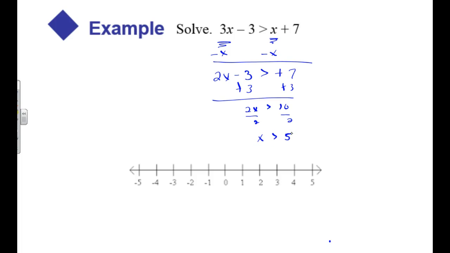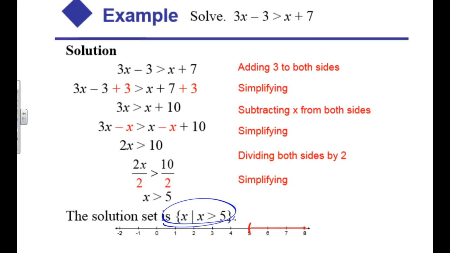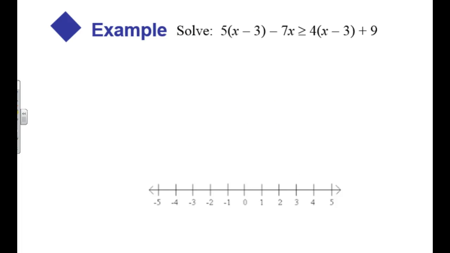So for this problem, I cannot include the 5, but I want all the values that get greater than 5. I'm almost off my graph here. The graph would look like this. The solution set would say I cannot include the 5, but I want to go to infinity, and I can never include infinity. So that's interval notation. Here's set builder notation, x such that x is greater than 5. I personally like interval notation a little bit better.